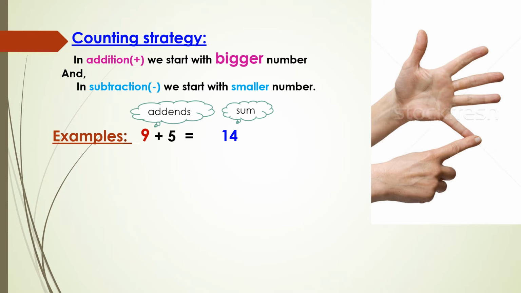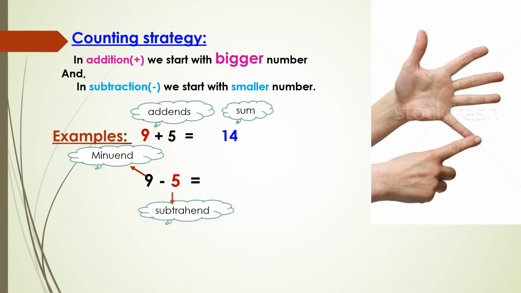The next example, 9 minus 5. Look at the sign, it's a minus, so it's a subtraction problem. Okay? You have to look carefully. The first number in a subtraction problem is called the minuend. 9 is called the minuend, while 5 is called the subtrahend, and the result is called the difference.